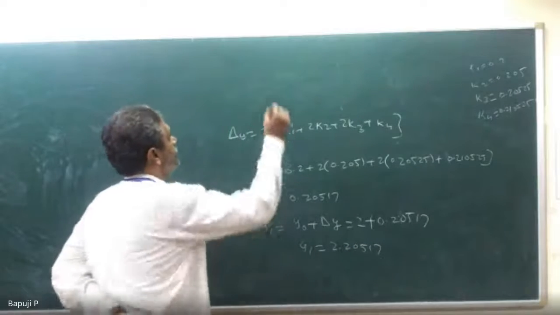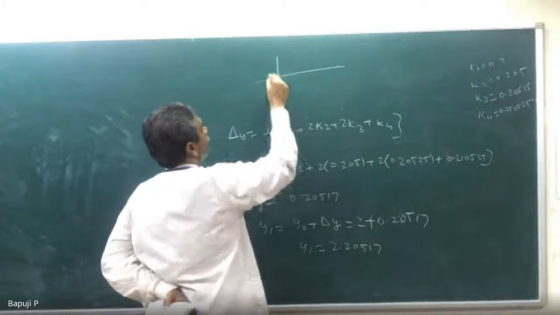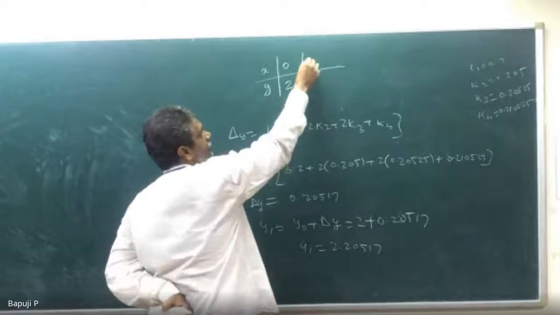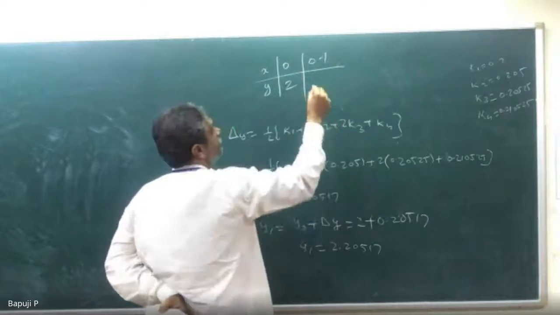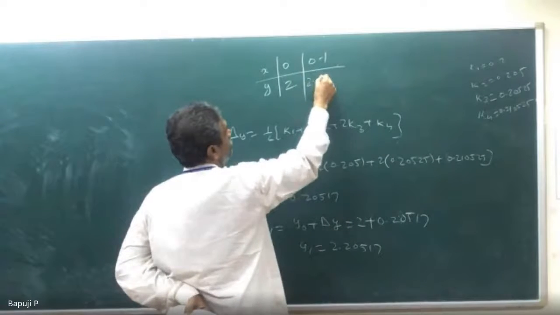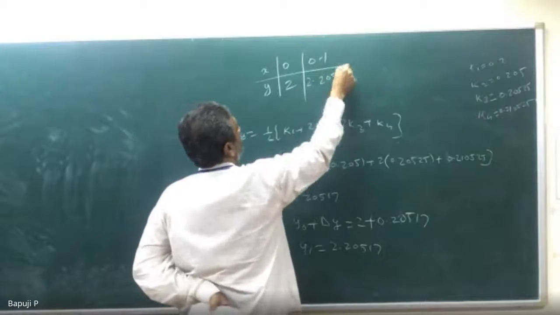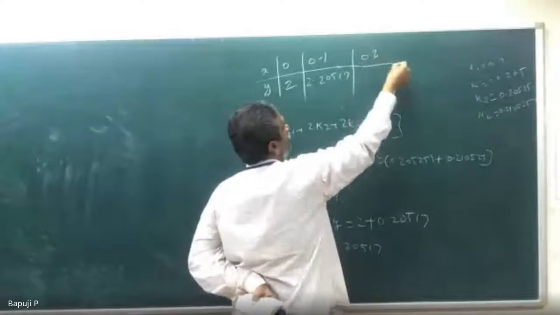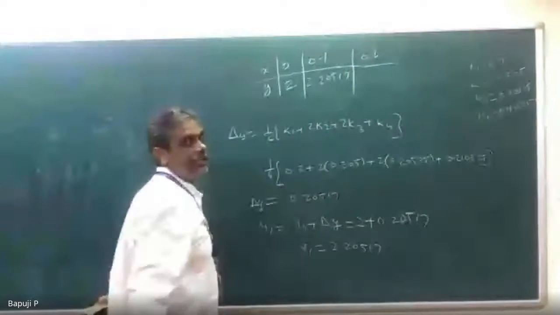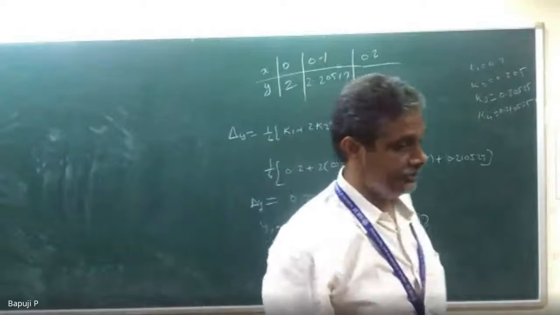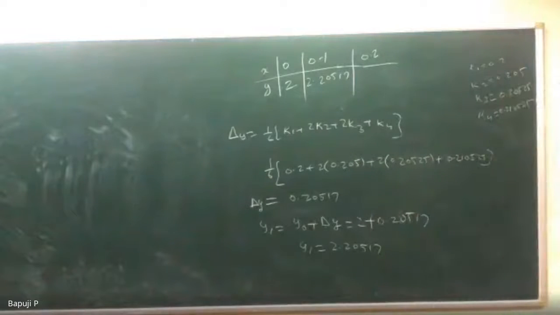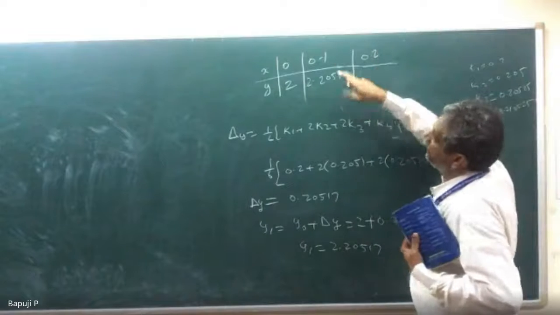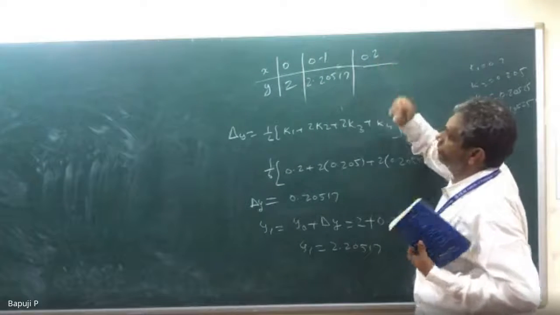Now from this what you understand? X naught is 0, y naught is 2. X is equal to 0.1, y value is what? 2.2051. Now I actually need 0.2. Now what I will do? This I will take as the initial value and go for the further step. Do fast. This I will take as x naught, y naught. From this x1, y1 I will go. Or you can take this as x1, y1 to find x2. Nothing will happen.